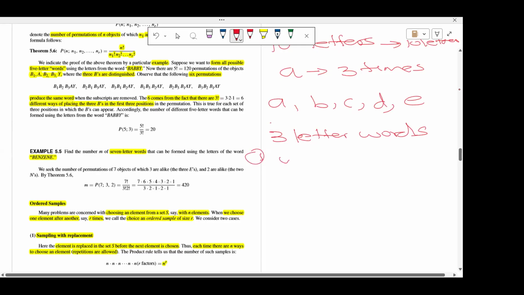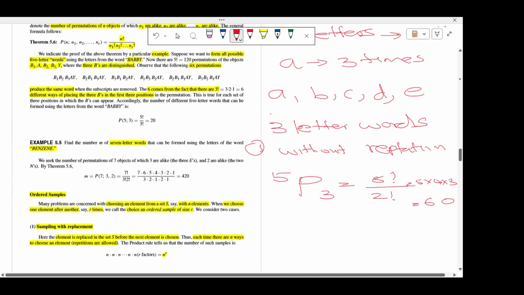My first question: without repetition, without using the same letter again in the word, how many words can you generate? Tell me. Five letters, n is equal to 5, so 5P3. Did you understand why? So 5 factorial over (5 minus 3) factorial, which is 5 into 4 into 3, so 60 words we can generate without repetition.